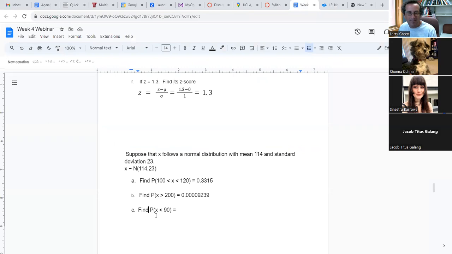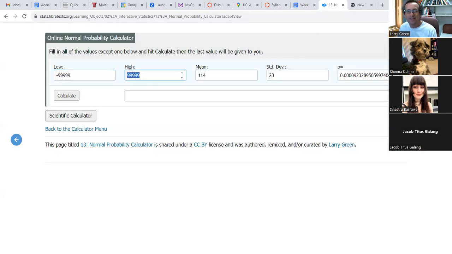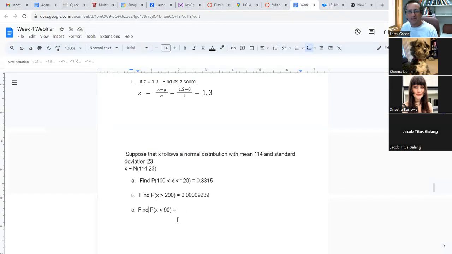And if we want to be, again, less than 90, what's the high? 90. That was easy. Mean and standard deviation the same. P we don't know. So I hit calculate, and you get about 0.1484. I just did 4 decimals and I rounded. Any questions at all on this example? I wanted to make sure I give you one of each of the main types. Okay, let's go some more.